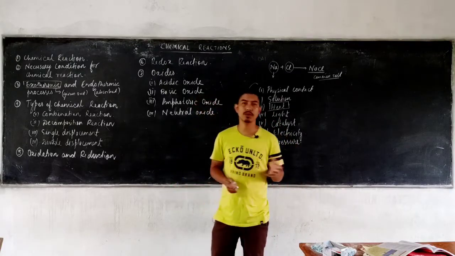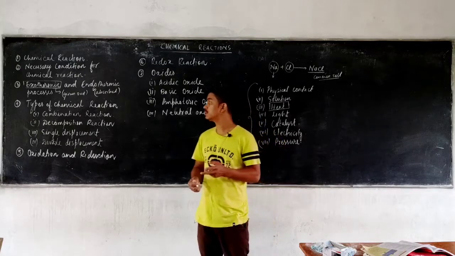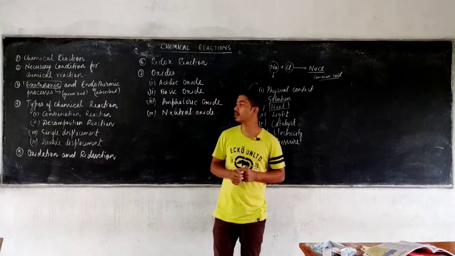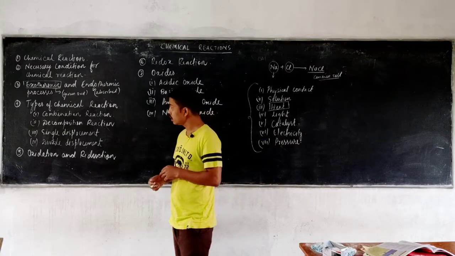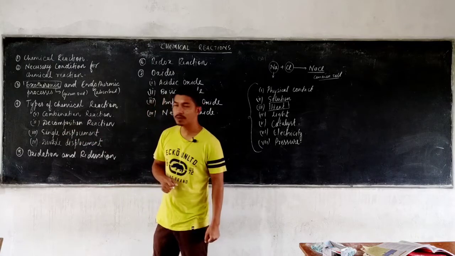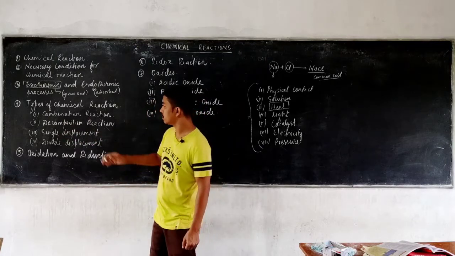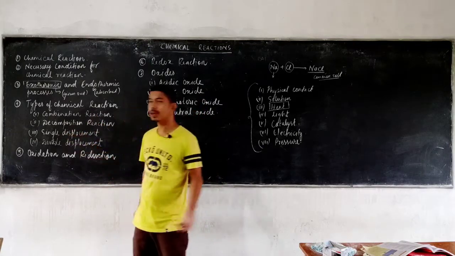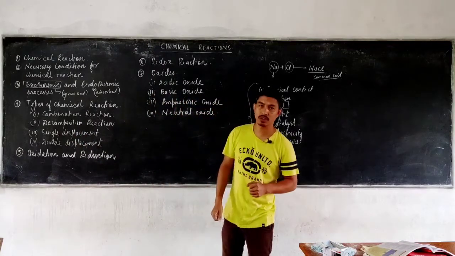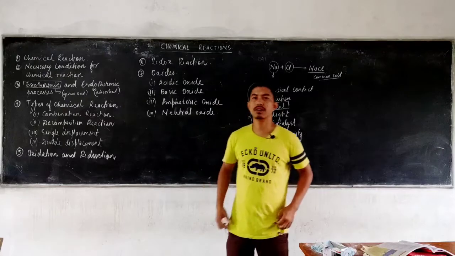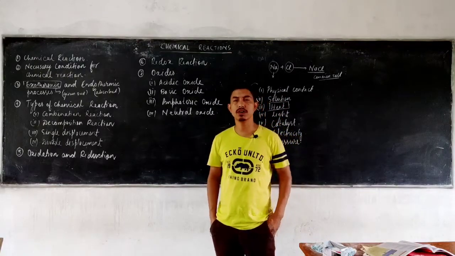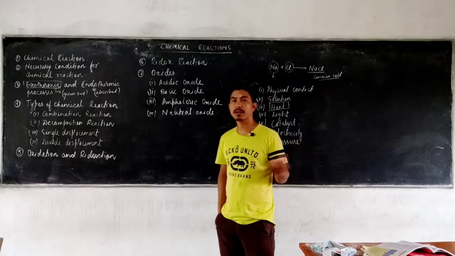Okay, and from your book you should also learn at least 2 examples of endothermic and 2 examples of exothermic chemical reactions. Now coming to the 4th point, types of chemical reactions. There are various types of chemical reactions, but here I have mentioned only a few of them, which are in your book. The first one is the combination reaction. The name itself suggests that in a combination chemical reaction, two elements combine to form a third product, a completely new product.